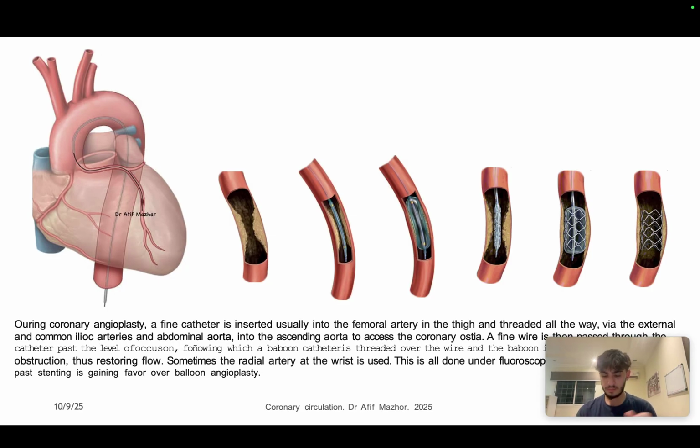However, we don't stop there, because after we remove the balloon, it's going to regrow. The cholesterol is going to rebuild in that area. So we're going to add a stent. This stent keeps the artery open and makes sure the blocking doesn't happen again.